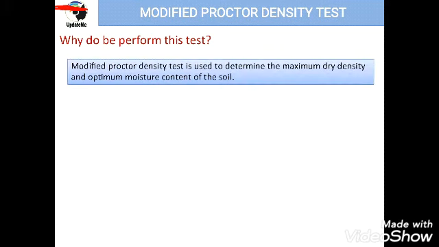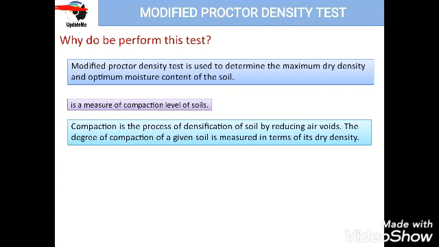The modified Proctor density test is used to determine the maximum dry density and optimum moisture content of the soil. It is a measure of the compaction level of soil. Compaction is the process of densification of soil by reducing air voids. The degree of compaction of a given soil is measured in terms of its dry density.